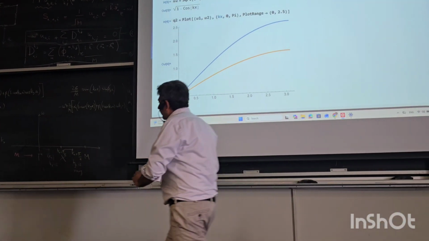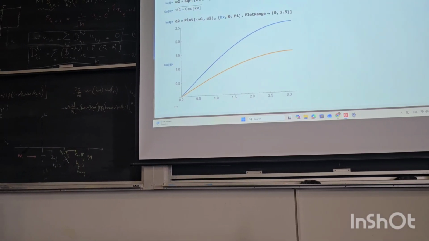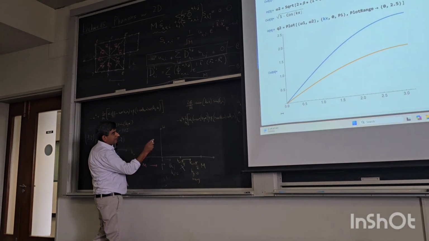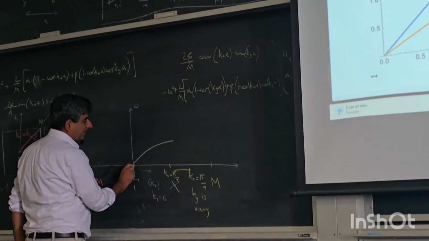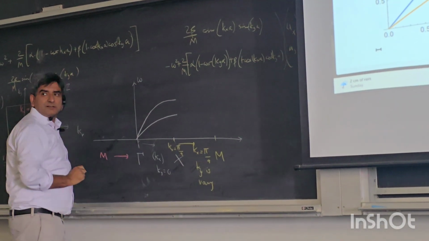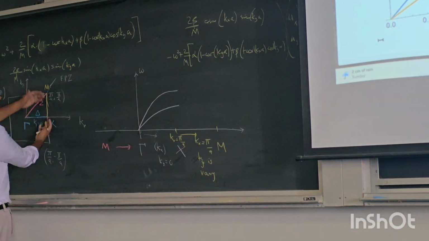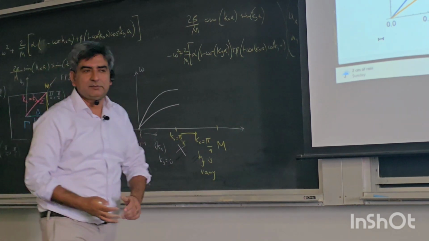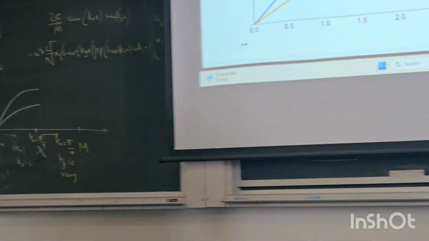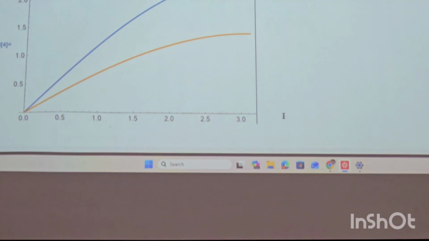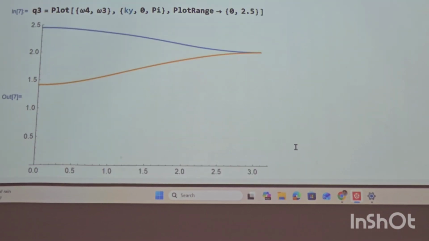Now I move from X to M. What I've done over here is found these curves. Now let's move from X to M, and when I do that, I get these lines.